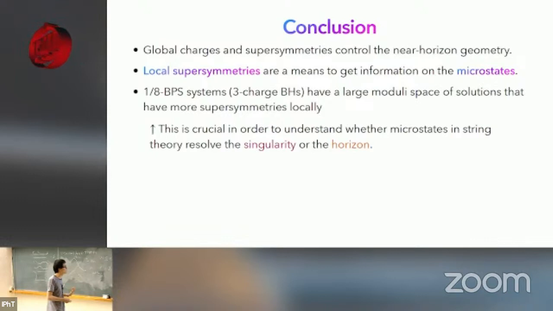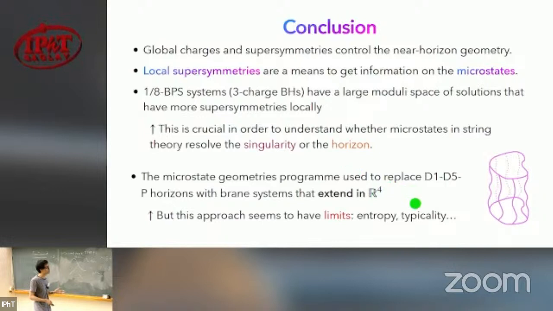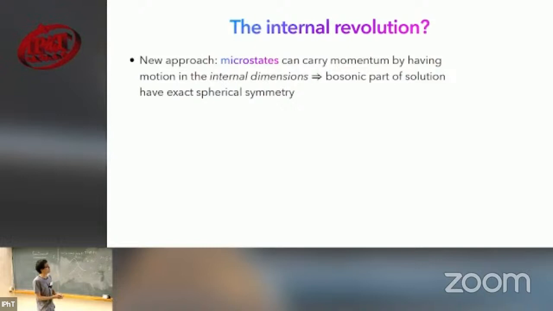So the microstate geometries program used to replace the D1, D5, P horizons with brane systems that extend in the non-compact dimensions. But this approach seems to have limits in terms of entropy and perhaps of typicality. So in this work, we tried a new approach, namely that microstates can carry momentum by having motion in the internal dimensions. And it means that at least for the bosonic part of the solution, these will have exact spherical symmetry and therefore typicality.